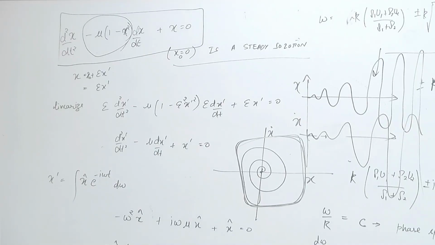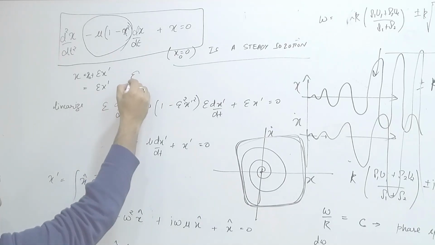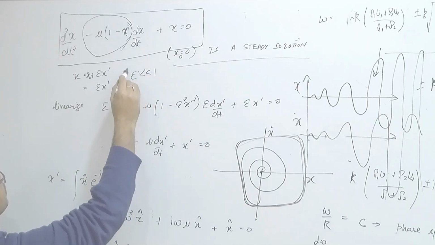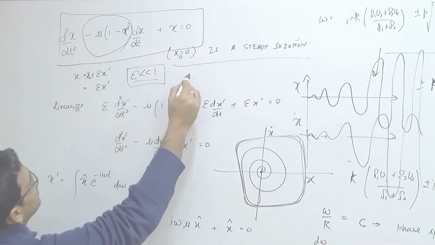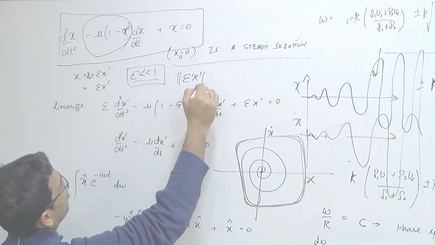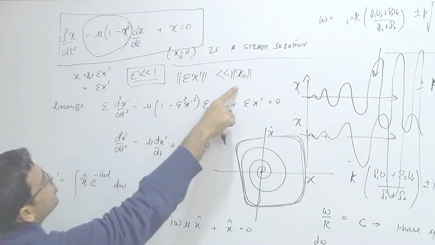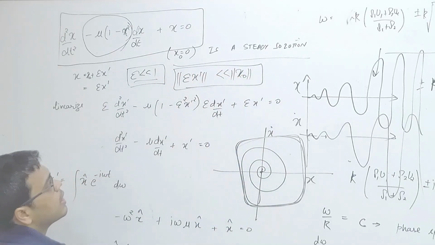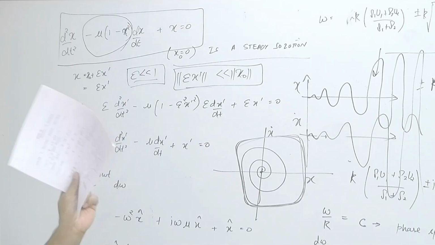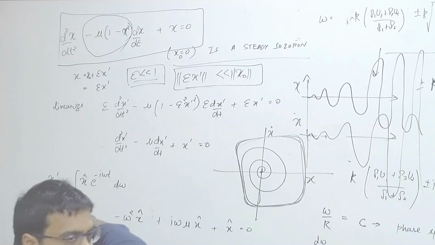After that exponential growth, this assumption that epsilon much less than 1, so if epsilon much less than 1, then epsilon x prime some norm is also much less than some norm of x naught, this ceases to hold. This does not hold after some time, because no matter how small epsilon you pick, there will come a time when x prime would overpower that epsilon.